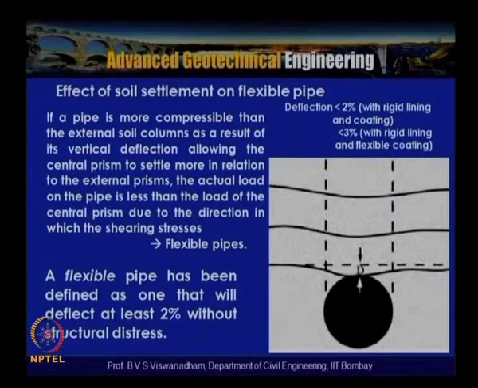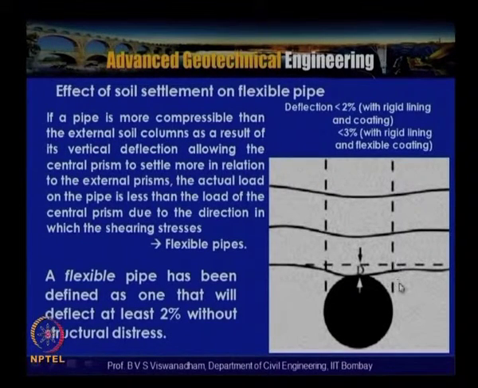In the case of a flexible pipe, the active arching condition, the soil portion above the pipe undergoes differential settlement compared to the adjacent soil prisms. Because of this, the load acting on the buried pipe will be less, depending on the shear resistance offered by the side walls on both sides of the pipe, that is, this portion.